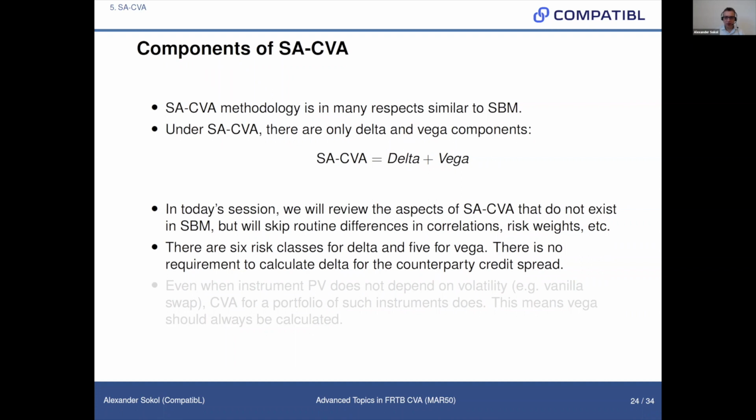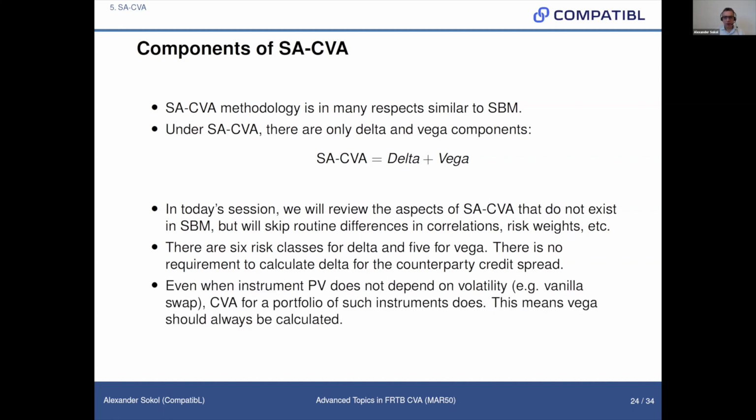And the reason there are 6 for Delta and 5 for Vega is because there is no requirement to calculate Vega on counterparty credit spread. And the reason is that you can barely estimate the spread itself; it's extremely difficult to estimate this volatility, next to impossible. So that's why Vega there is really meaningless, because you cannot get the market data to estimate it. And that's why there's no requirement to calculate Vega for the counterparty credit spread.